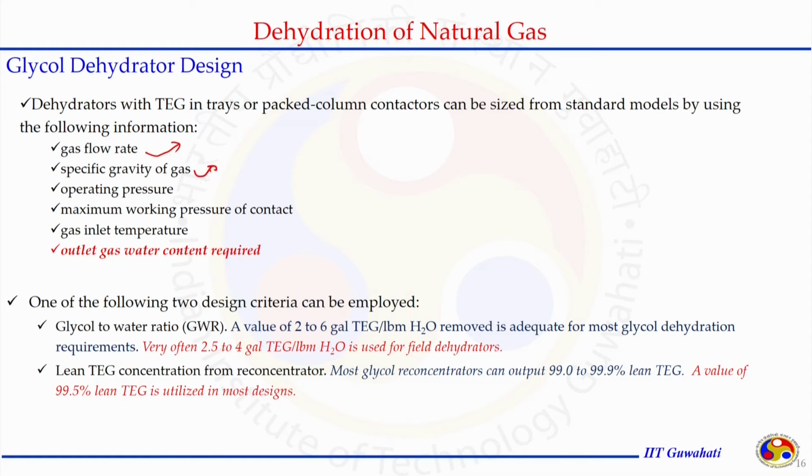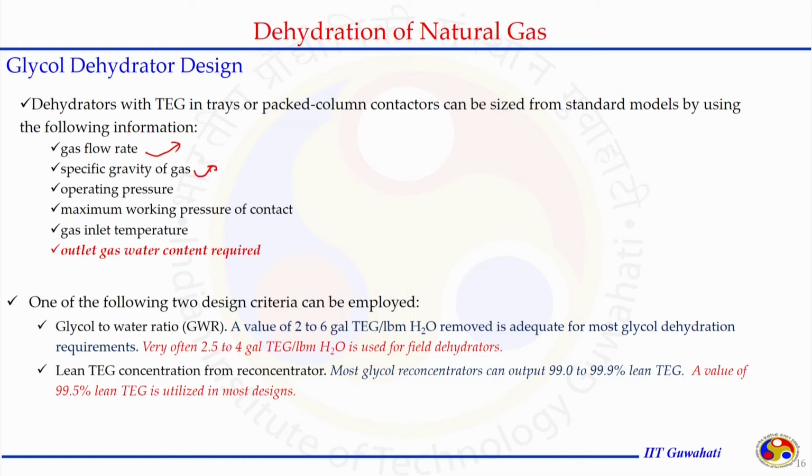Certain criteria are mentioned here. So, at least one of the following two design criteria should be or must be employed when we are talking about the absorption process, checking whether the process is designed meeting one of the criteria or not. If not, certain measures should be taken to make this process more effective, more efficient, more economical.